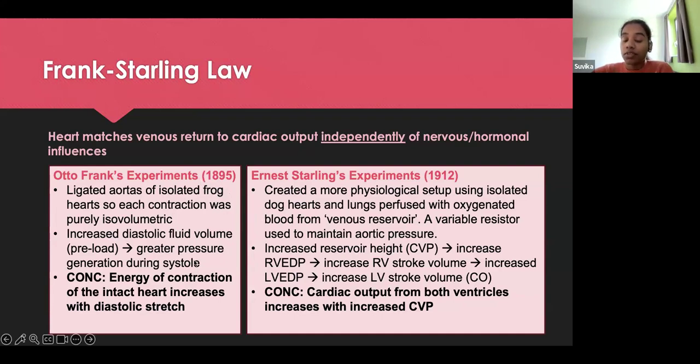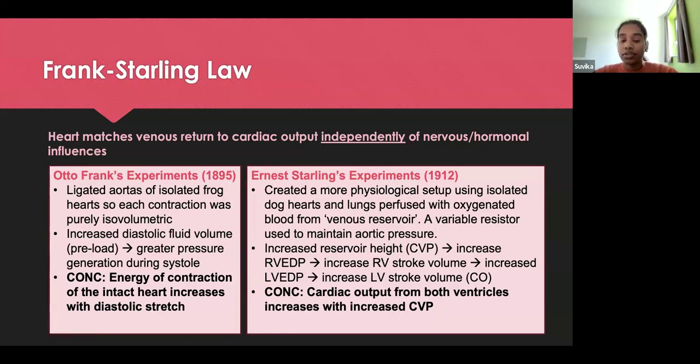But he also used the lungs as well, which is perfused with oxygenated blood, and that's going to mimic the venous reservoir, okay? They also used a variable resistor, and you don't need to know the physics behind this, but it was mainly used to maintain the aortic pressure, okay?